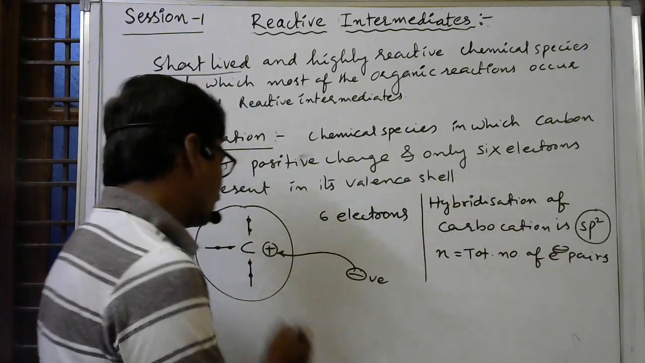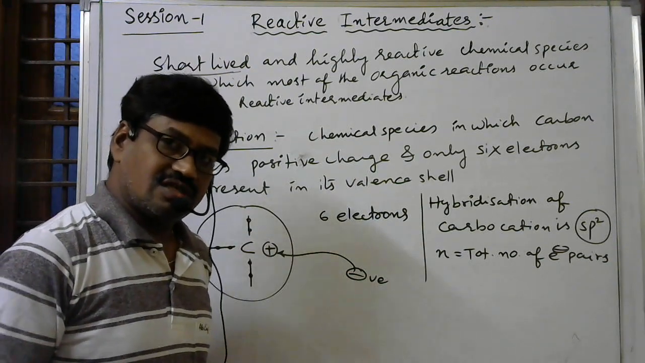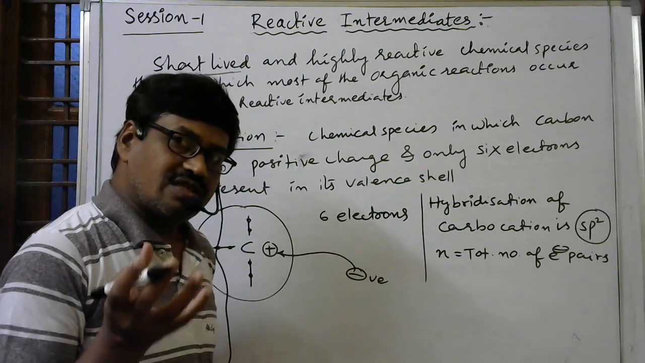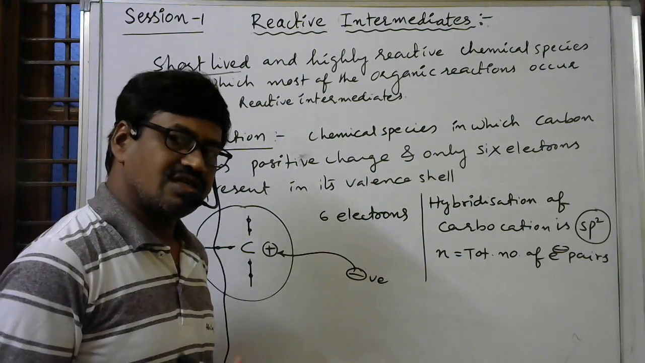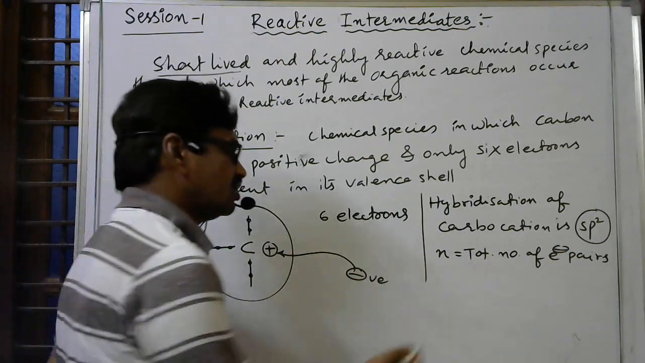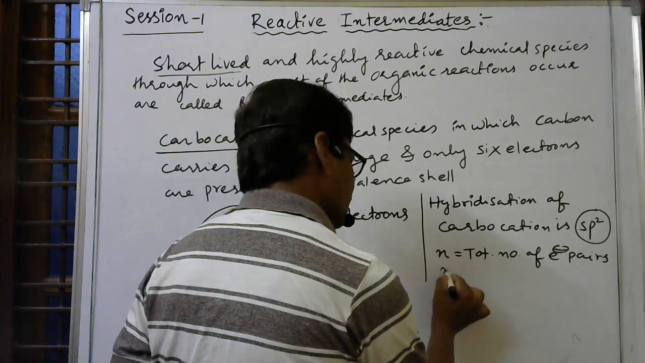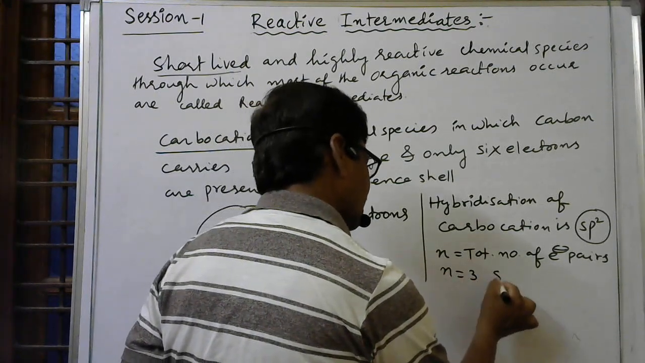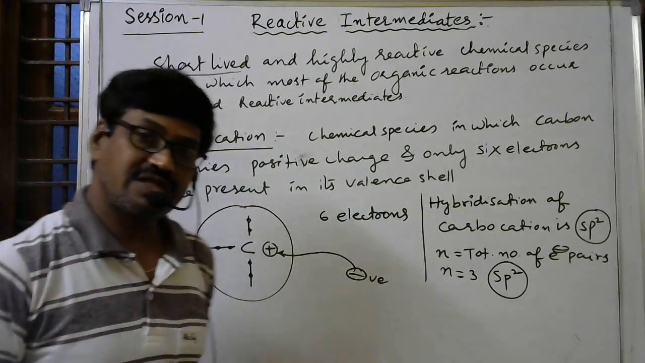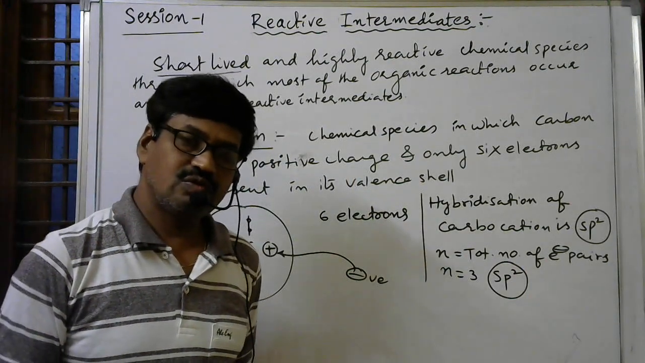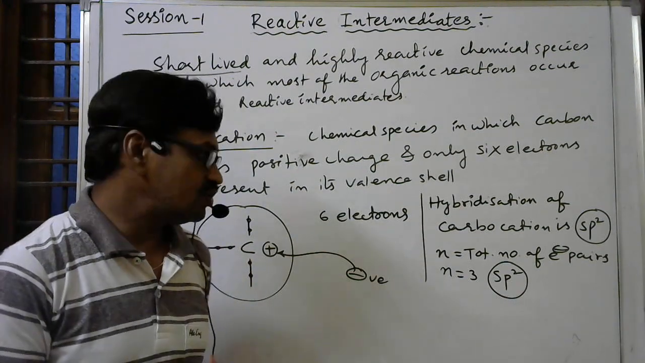To accommodate these 3 electron pairs, 3 available orbitals are needed. The first 3 available orbitals are s and 2p orbitals, so we consider sp2 hybridization. If n is 3, sp2 hybridization. If n is 4, sp3. If n is 2, sp. N should not be equal to 1.